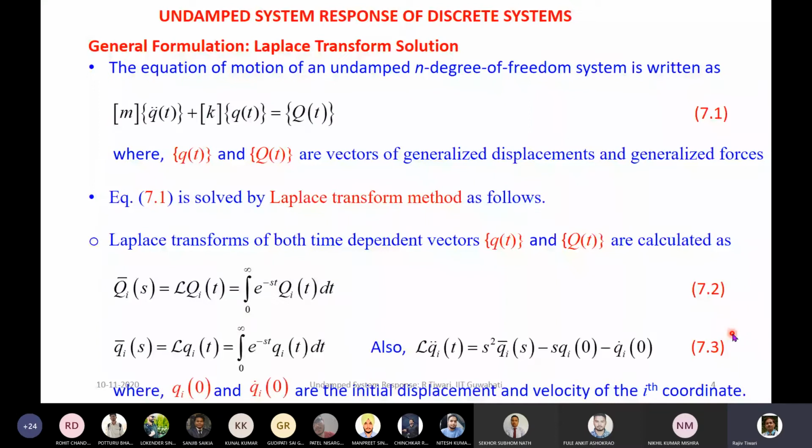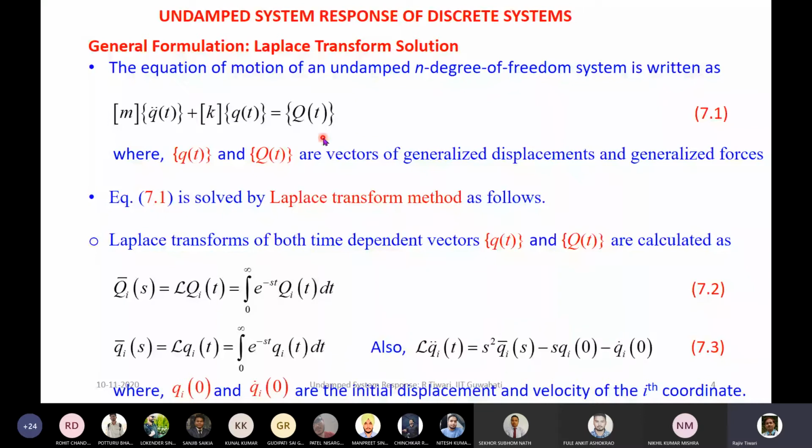So for the general formulation, initially we are taking the discrete system. In a discrete system we have the equation of motion in this particular form, and till now we have been keeping the force part as 0. Now we are adding the force q(t) here. The force we are assuming here is a general force. It can be a moving support force, or an initial condition force, or an external force. So this is the typical equation of motion we will have. This is an n degree of freedom system.